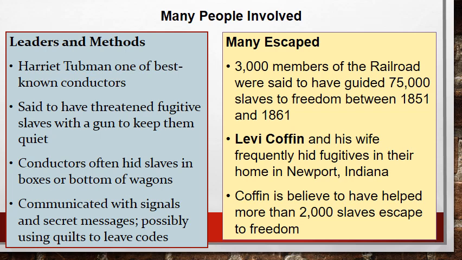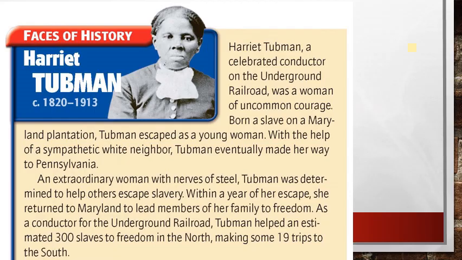One of the most well-known conductors is Levi Coffin and his family. He's a Quaker family in Indiana who helped about 2,000 slaves escape to the north. Here is Tubman, born a slave in Maryland, so a more northern state. And then she helped slaves escape from the South on 19 trips that she made herself.